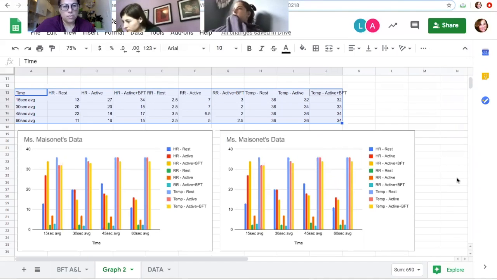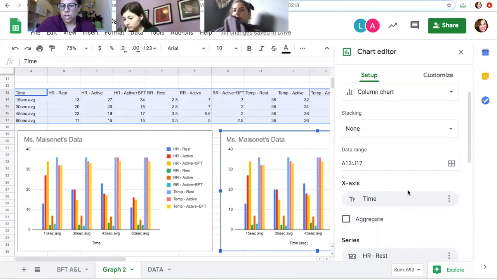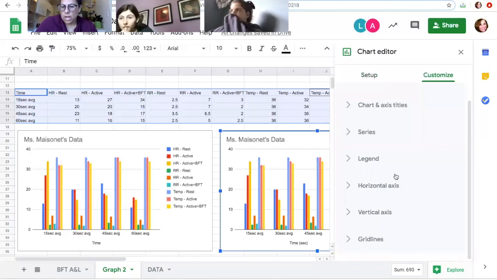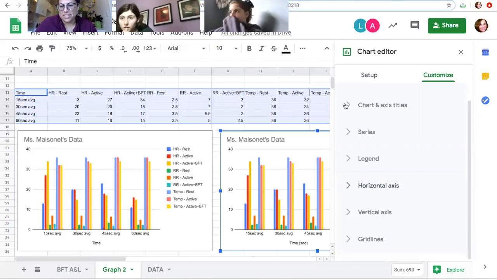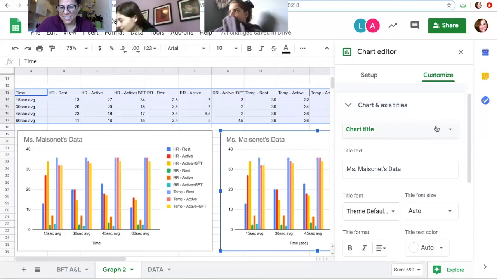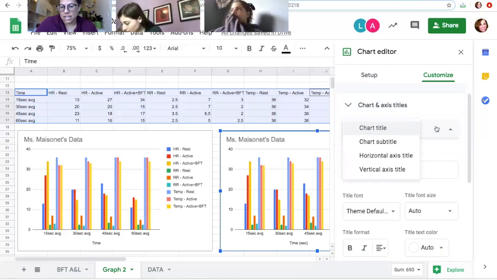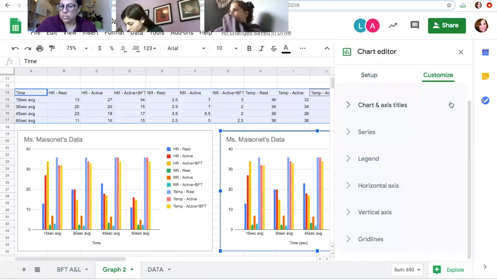How do you edit the title of the x-axis and y-axis again? Oh, you're gonna go to where it says horizontal axis. I lied. You're gonna go where it says chart and axis titles, and then change the drop-down menu to whichever one you wanna change. Perfect.